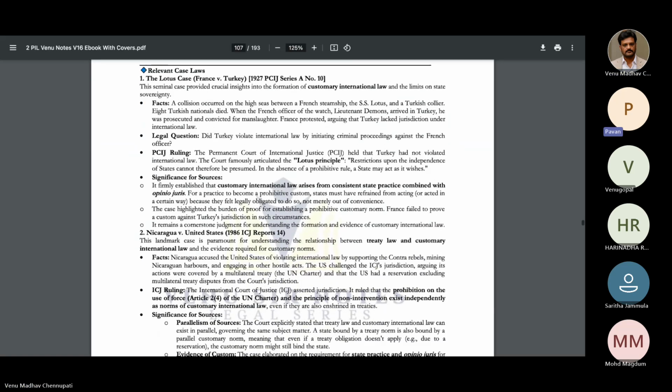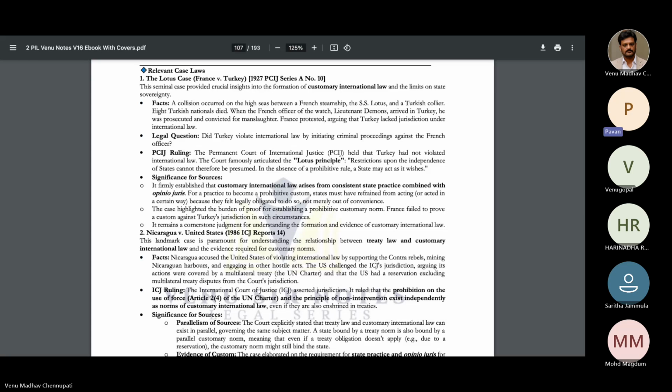The Lotus case is between France versus Turkey. A seminal case, it provided crucial insights into the formation of customary international law and the limits on state sovereignty. Facts: a collision occurred on the high seas between a French steamship, the SS Lotus, and a Turkish collier. Eight Turkish nationals died. When the French officer of the watch, Lieutenant Demons, arrived in Turkey, he was prosecuted and convicted for manslaughter. France protested, arguing that Turkey lacked jurisdiction under international law.